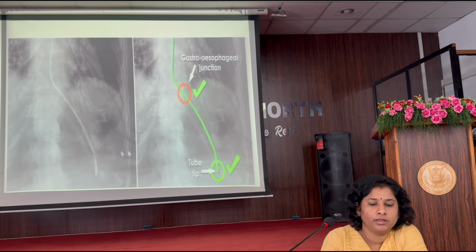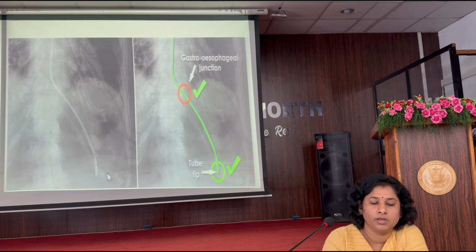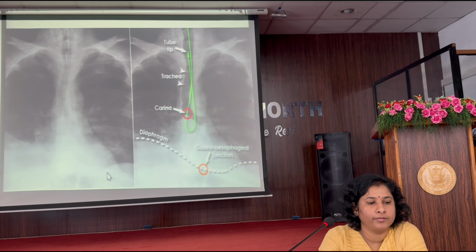But here, again, you can see there are 3 points to check. One is whether the tube has passed the gastroesophageal junction, right? And the tip is also at the stomach. So these are the 2 points that need to be clarified.